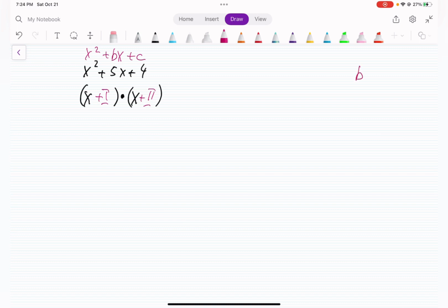So let's write down what is my B here, what is my C. My B is positive 5. My C is positive 4. Now, how are we going to find these numbers 1 and 2? Very easy way. We need to find two numbers whose product is going to be equal to C, and whose addition is going to be equal to B. So, we always start with the product.